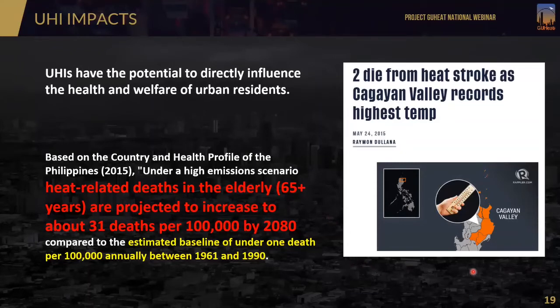If we look here in the news clipping, 2 died from heat stroke as Cagayan Valley records highest temperature. And based on the Country Health Profile of the Philippines in 2015, under a high emission scenario of climate change, heat-related deaths in the elderly are projected to increase to about 31 deaths per 100,000. This is in 2080. So this is very high in comparison to the estimated baseline of 1 death per 100,000 annually between 1961 and 1990.